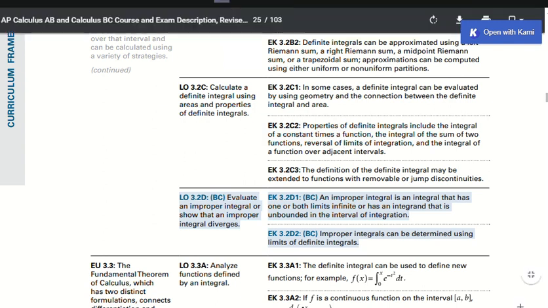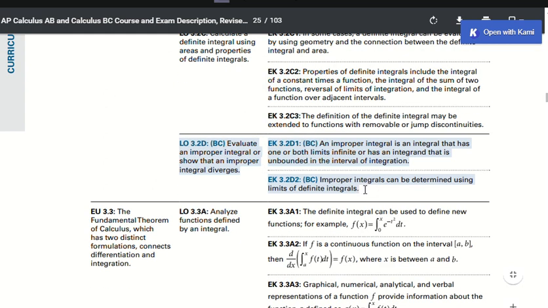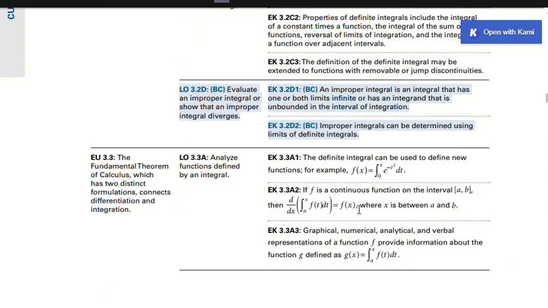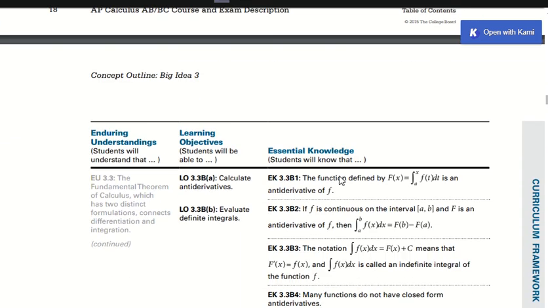Okay. We can extend the definition of the definite integral to functions with removable or jump discontinuities. We know that. We can do improper integrals. We did that last time. And look at that, we have to be determining improper integrals using the limit of definite integrals. Okay, so here we go. We can cook up antiderivatives using an integral, stuff like that. Where are the techniques?